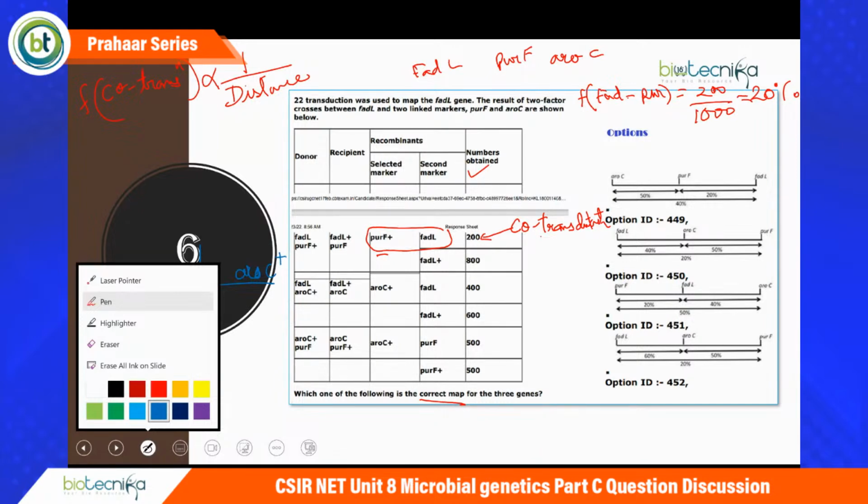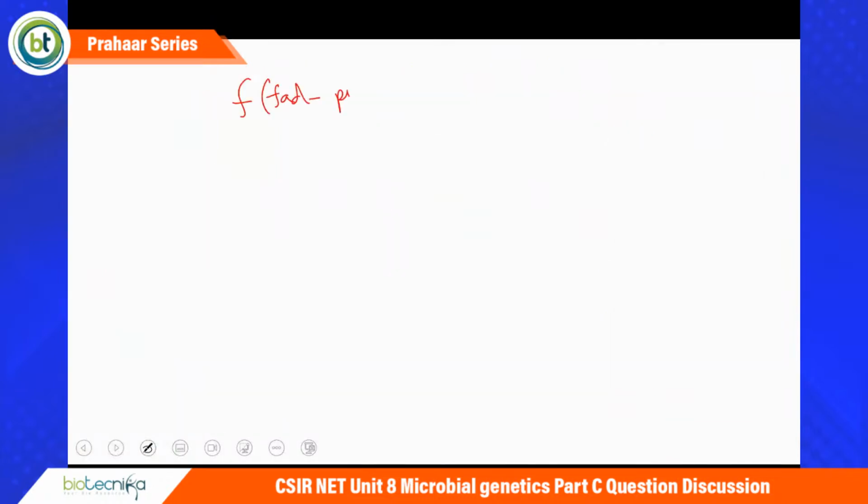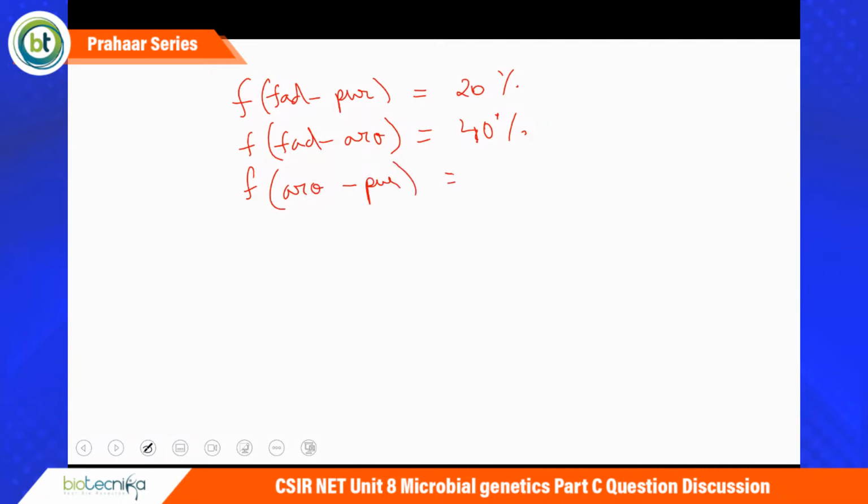Okay, so since co-transduction frequency between FAD and per is least, means FAD and per has to be present farthest. Okay, so for example, of FAD and per, it will be 20%. Co-transduction frequency of arrow and FAD, I will write it here, FAD and arrow. Okay, it is 40%. And co-transduction frequency of this much we have calculated. Now, how to correlate it with the distance? So co-transduction frequency is inversely proportional to the distance between the genes, right?